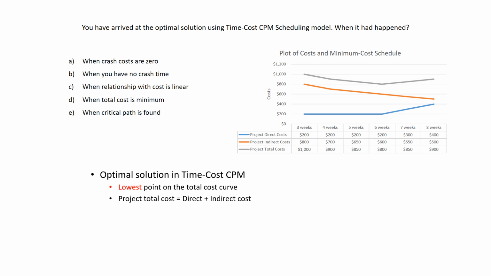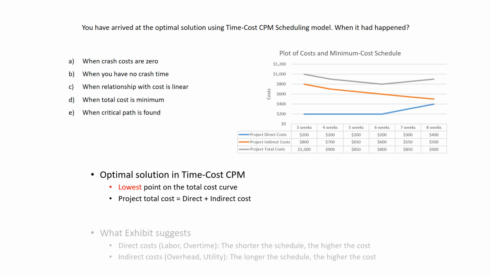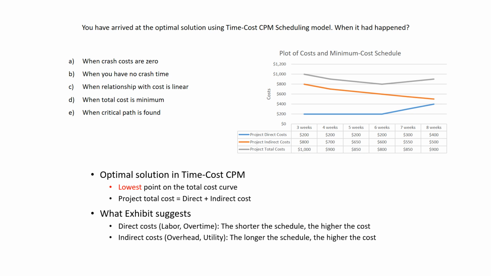Then what are direct costs and indirect costs? Direct costs are labor and overtime, with a linear relationship: when you try to shorten the schedule to get it faster, the higher the cost would be. Meanwhile, indirect costs such as overhead and utility get higher when the schedule gets longer.